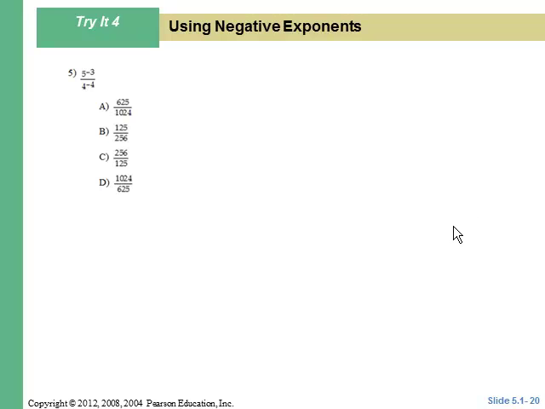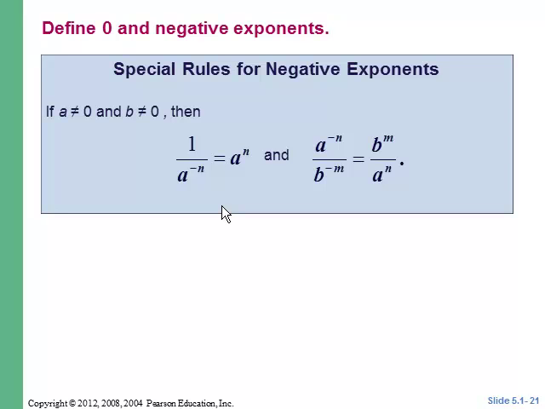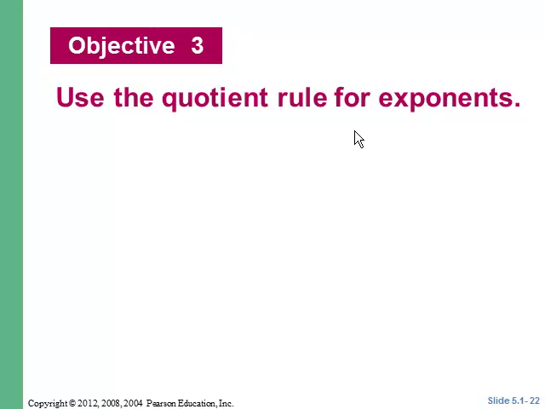How about this one? 5 to the third goes on the bottom, which is 125. 4 to the fourth goes on the top, which is 256. So the correct answer is C, 256 over 125. So if you have both numbers as reciprocals, you can write them in the opposite spot.